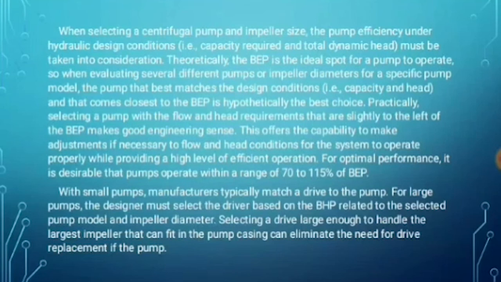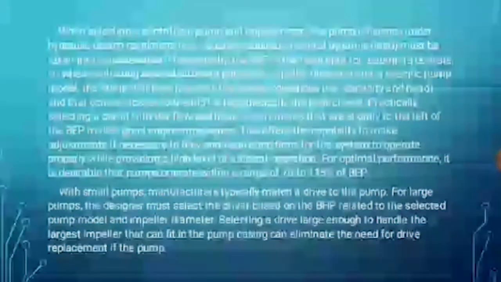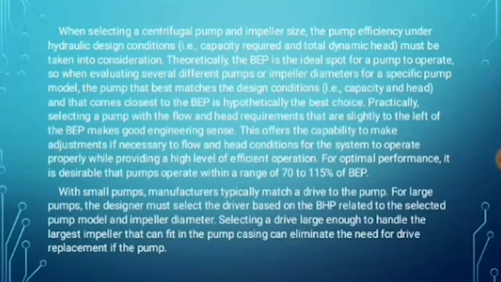Practically, selecting the pump with the flow and head requirements slightly to the left of BEP makes good engineering sense. This offers the capability to make adjustments if necessary to flow and head conditions for the system to operate properly while providing a high level of efficient operation. For optimal performance, it is desirable that pumps operate within a range of 70 to 115% of BEP.